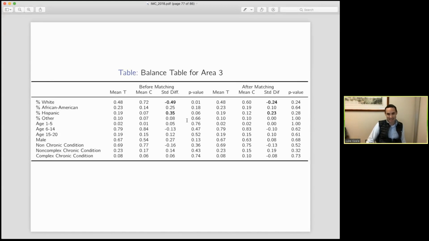We see the exact same issue. It's not as bad in area 3, but it's about 19% Hispanic in Wisconsin. The flip side here is that the Hispanics tend to live in Wisconsin. So it's about 19% Hispanic on one side versus 7% on the other. And even with matching, we can make the differences smaller, but they're still fairly substantial.